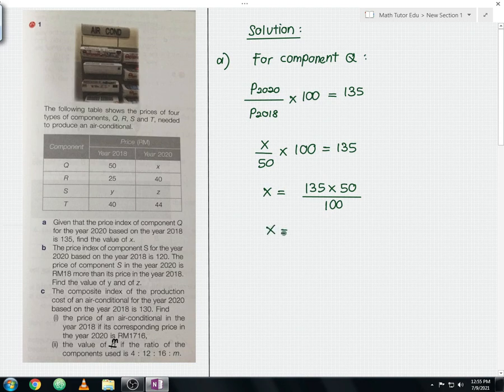X is equal to 67 ringgit 50 cent. The currency is very important, guys, so make sure you include it in your final answer. Let me underline the solution for the question part A.